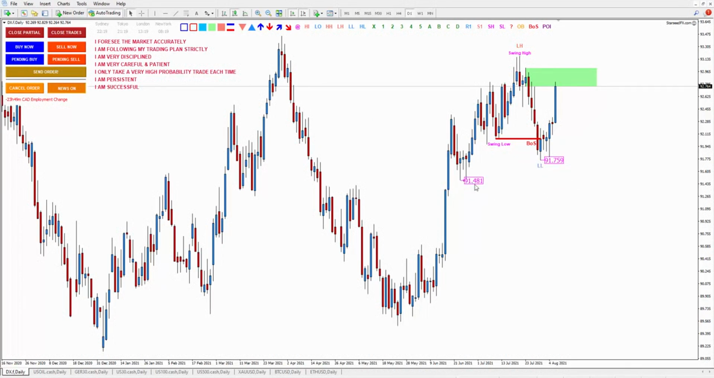Whenever you want to take profit, you always look left. For sell, you want to always aim the last low. For buy, the last high. So in this instance, we know that this is the last low. So this is the first target, second target, third target, etc.